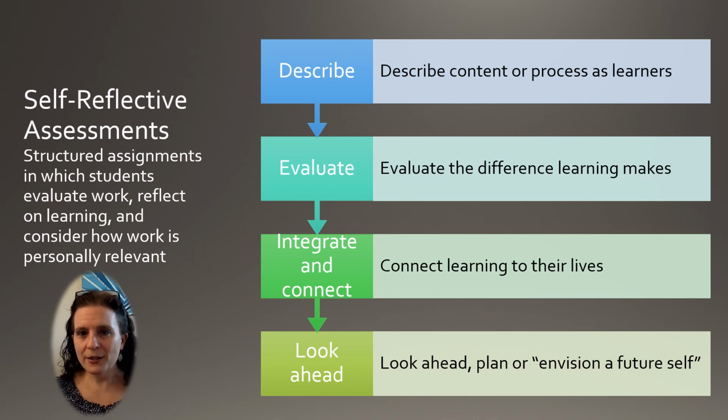Generally in these assignments, we ask students to describe either a content area that they learned in a class, or it can be their process as learners in something like a lab class. Then we ask them to evaluate how that learning influences their understanding of something in the world, themselves, another concept. Then we ask them to integrate the learning and connect it to their lives. And finally, we ask them to look ahead to make plans for the future. That could be a future class, or your future life, or it could be prioritizing what is most important for you to remember.